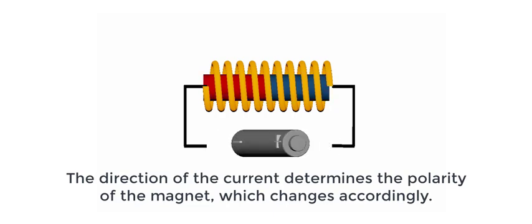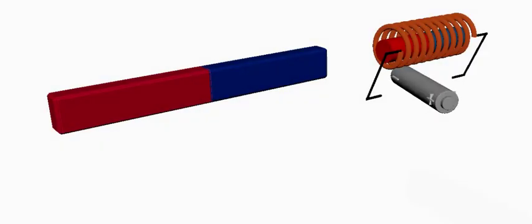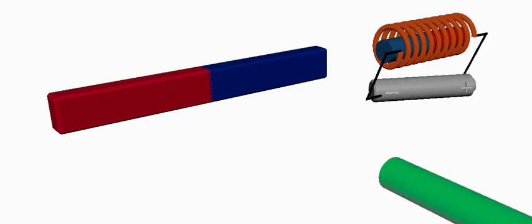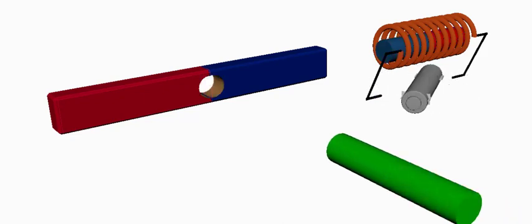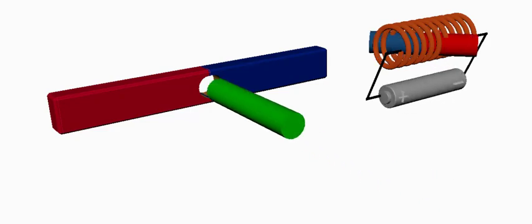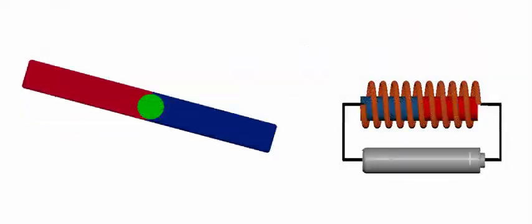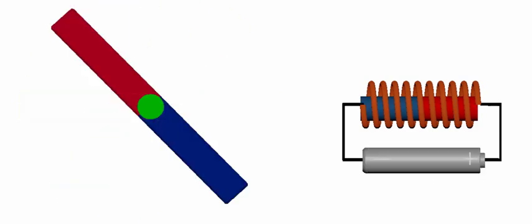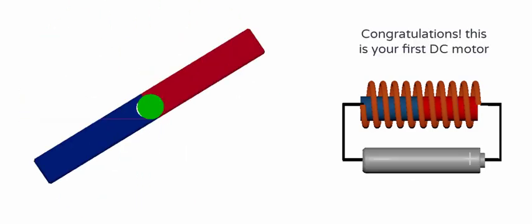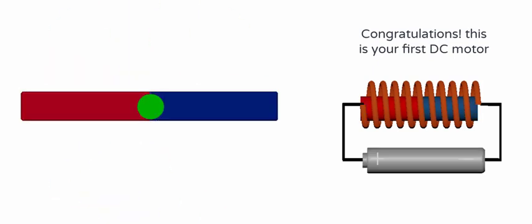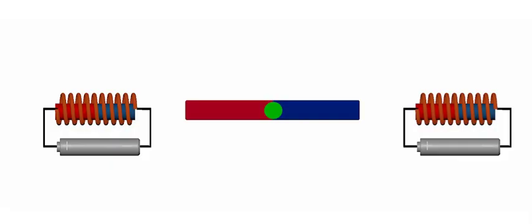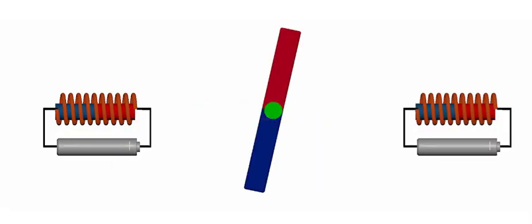With this knowledge of permanent and electromagnets, we can now create DC motors. For example, if we create a hole in the center of our permanent magnet, insert a peg into it, and bring it closer to our electromagnet while continuously changing the polarity of the electromagnet, the permanent magnet will begin spinning. Congratulations! You have just created your own very first DC motor. By adding another electromagnet on the other side of this motor, its efficiency will be significantly improved.